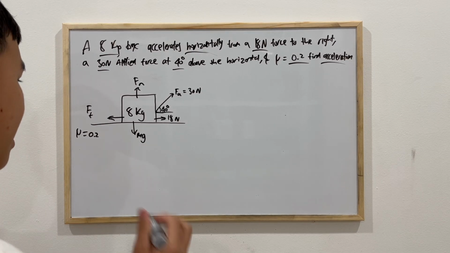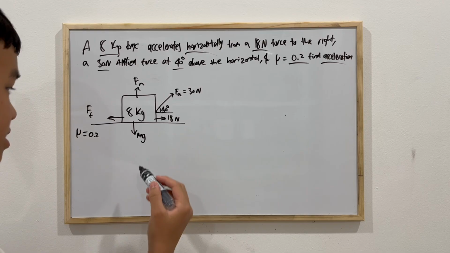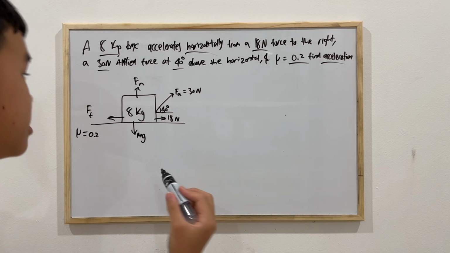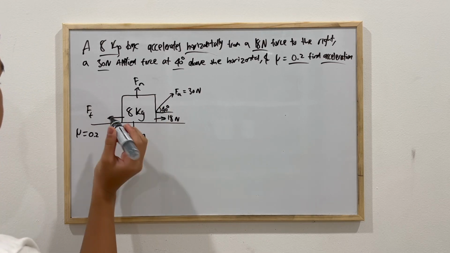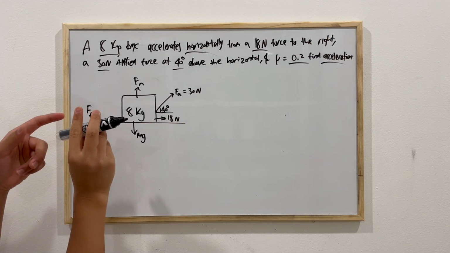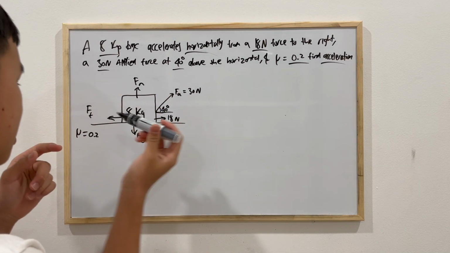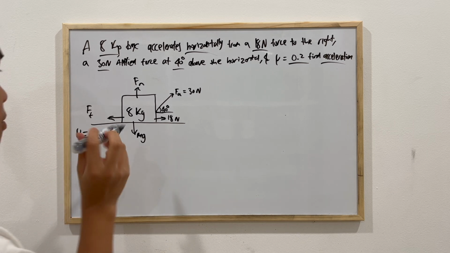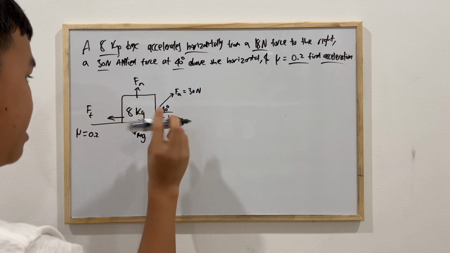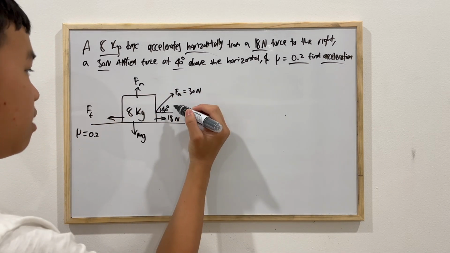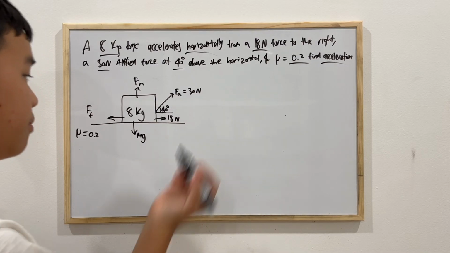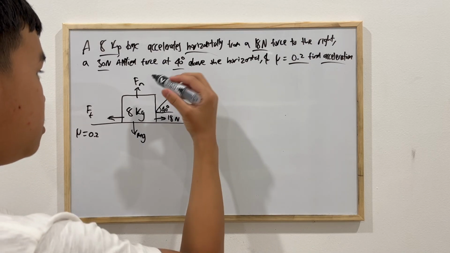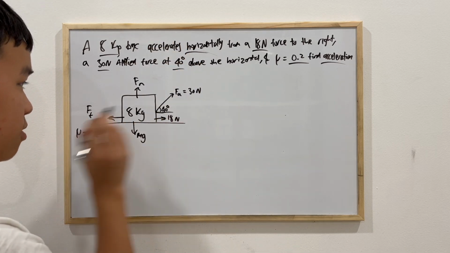Here's our free body diagram with an 8 kilogram box with obviously our mg, our gravitational force, our normal force, and our friction force, which opposes our motion. Our motion is going this way, so our friction must be going this way. We have our 18 Newton force to the right, which has no angle, and we have our applied force at 40 degrees. So we have to break this force into its vertical component and its horizontal component.